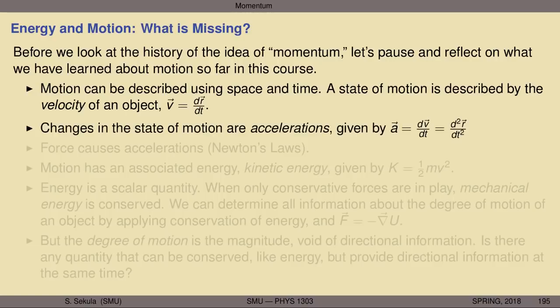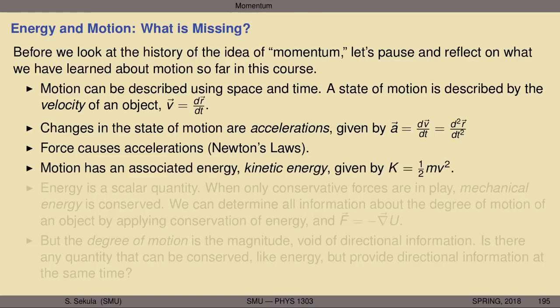Now, changes in that state of motion, changes in velocity, are given by accelerations. And we write that as a vector a, which is the time rate of change of velocity. And using calculus, one can rewrite this as the second derivative of position. That is the time rate of change of the time rate of change of position. Now, it is force that causes acceleration. We explored this in the context of Newton's laws and encountered the first laws of nature that you typically see in a class like introductory physics.